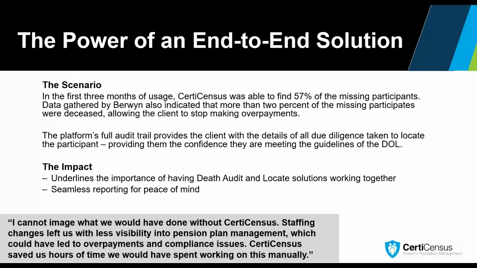And as you can take from here, that client was able to do that. More than 2% of missing participants were deceased, immediately making them stop overpayments and saving money in that month. That's the real-time results that CertiCensus does deliver. And then just underscoring the impact that you see here: the importance of having death audit and locate solutions working together. That death audit and locate synergy that we showed before. And again, seamless reporting for peace of mind.